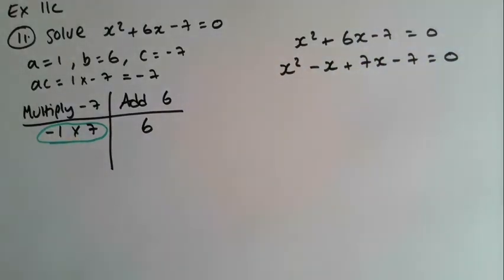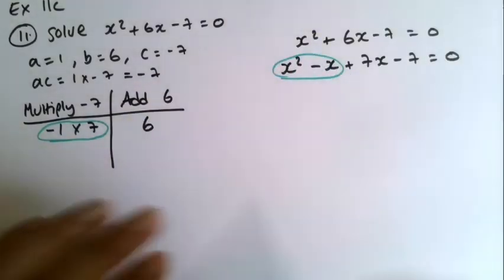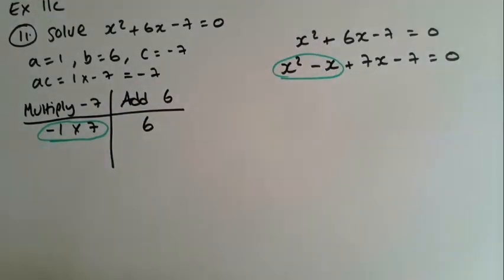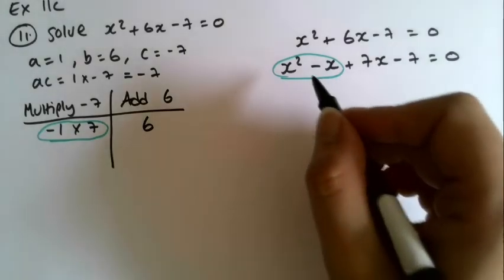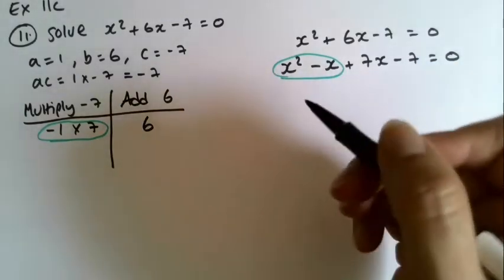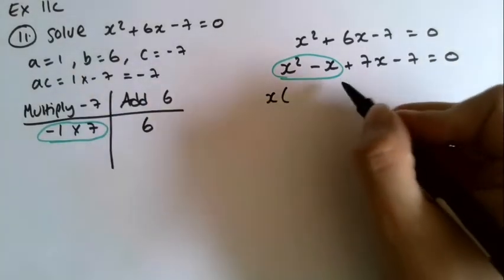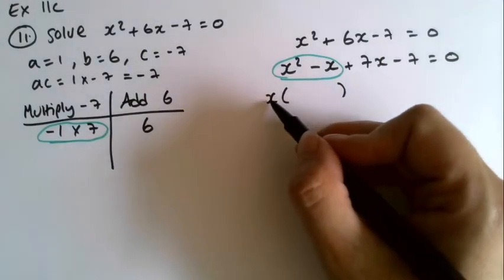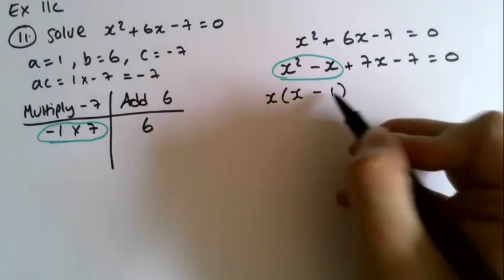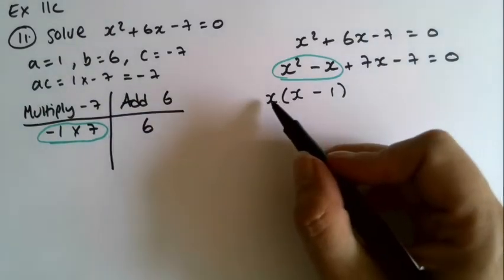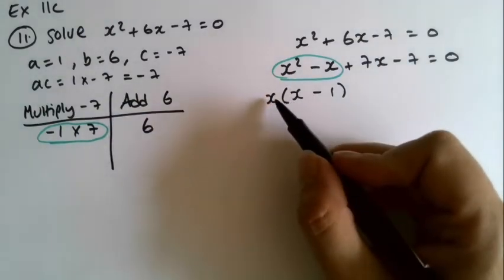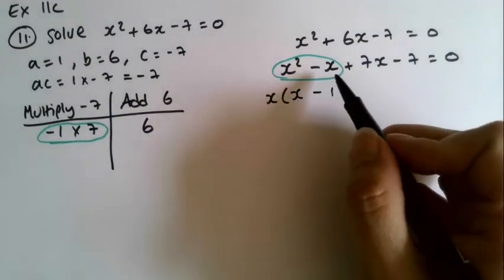Then take your first two terms, factorize them. So look and see what is common to both of these terms that we can bring outside of the bracket, and it's x. So that's going to give me x outside the bracket and x minus 1 inside it. So x multiplied by x gives me the x squared. x multiplied by minus 1 gives me the minus x.